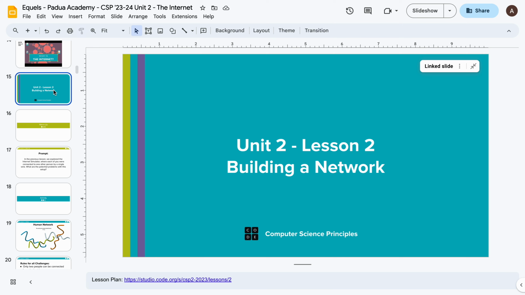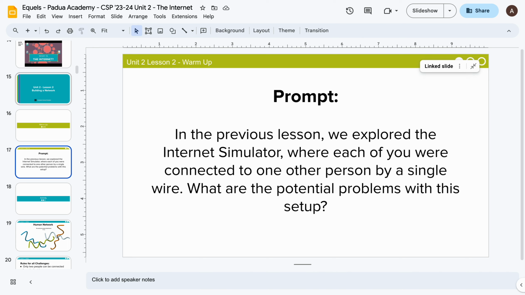I also don't remember if I mentioned at the end of the previous lesson to bring in strings. I feel like I might have, but if I didn't, bring in strings to class tomorrow. If you don't have strings, somebody might have strings. But what you're going to be doing is exploring what a network actually is and seeing what the physical limitations of a network were.